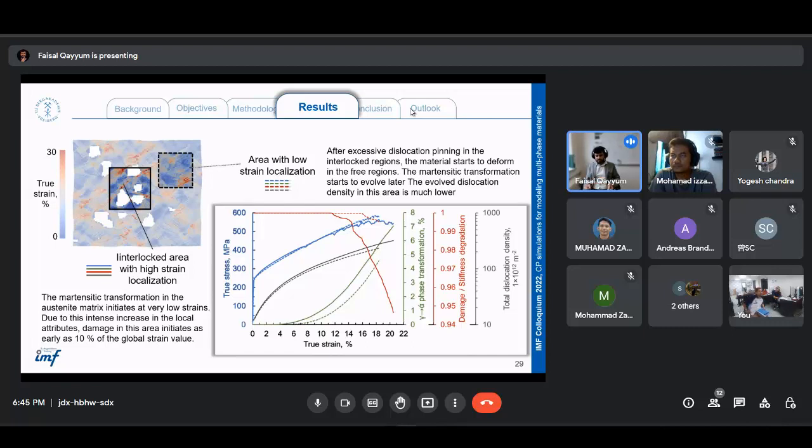And we can see the difference in this graph shown on the bottom right corner. We see that the stress-strain behavior of the overall material is the same up to 16%, 18% strain, but there is a significantly higher amount of damage in the interlocked region, and very little damage, which also initiates at a much later stage, in the free regions. The dislocation density in the interlocked region is relatively higher, as well as the transformation in the austenite matrix.